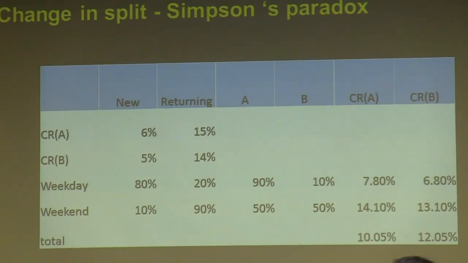So here's the continuation of the story. I'm looking at my traffic, weekday traffic and weekend traffic. On weekday traffic, most of the visitors are new. In weekend traffic, most of the visitors are returning. That's just for the sake of the example. When I start the test on weekday, I'm allocating 90% of the traffic to A and 10% to B. And then on the weekend, I'm doing 50-50. And you can see that the results are showing that B is doing better than A significantly, 20% more, although it is worse in both populations.